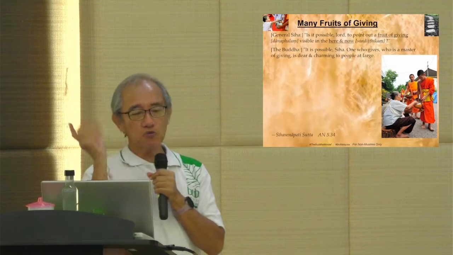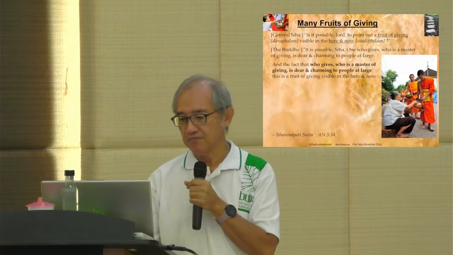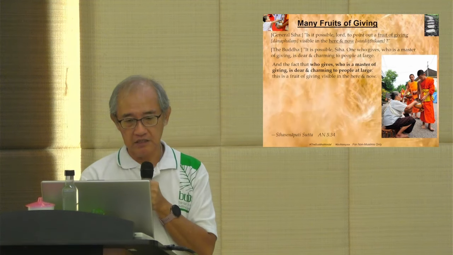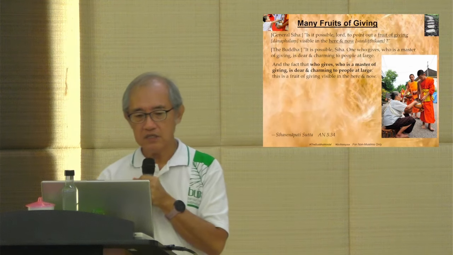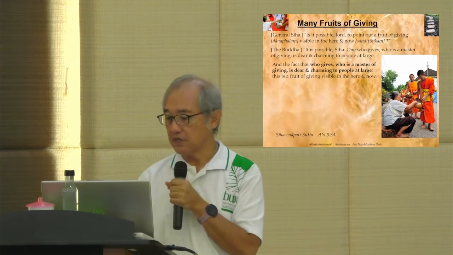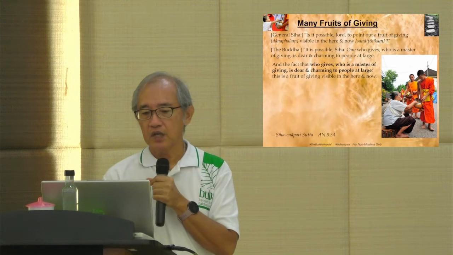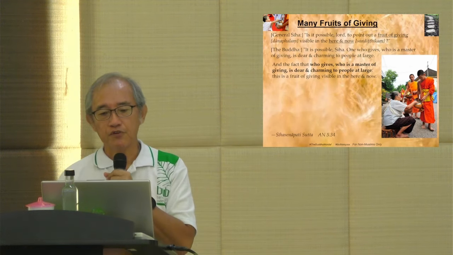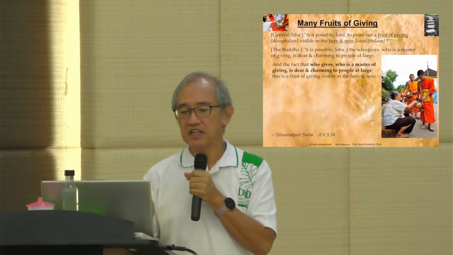Now, there are many suttas, but this one is probably more relevant at our stage. This is a conversation with a general, General Siha. The sutta is called the Siha Senapati Sutta, from the Anguttara Nikaya, Book of Fives. General Siha was asking the Buddha, is it possible, Lord, to point out the fruit of giving visible in the here and now?